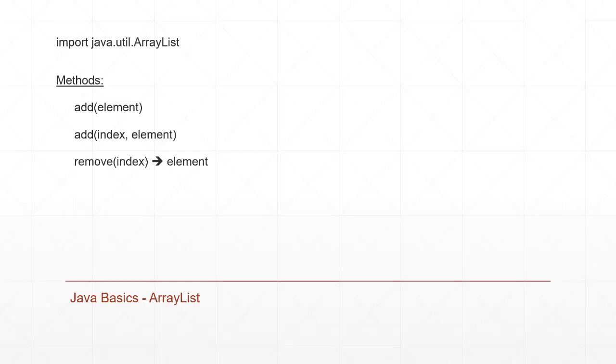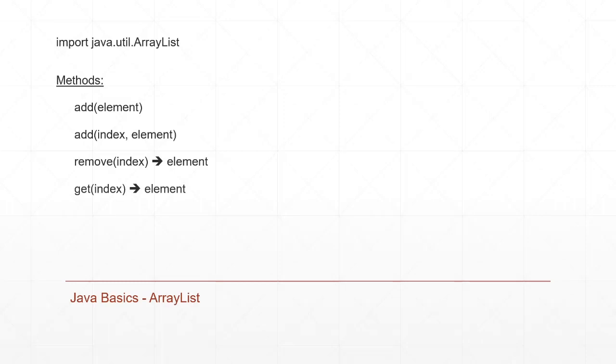You pass in the index, and Java will remove that element from the array list. Now, you're not going to have a blank spot. What's going to happen is Java is going to remove that element, and it's going to shift everything over so there's no blank spaces. And of course, this method will return the element that's being removed, just in case you need it. If you don't, just ignore the return type.